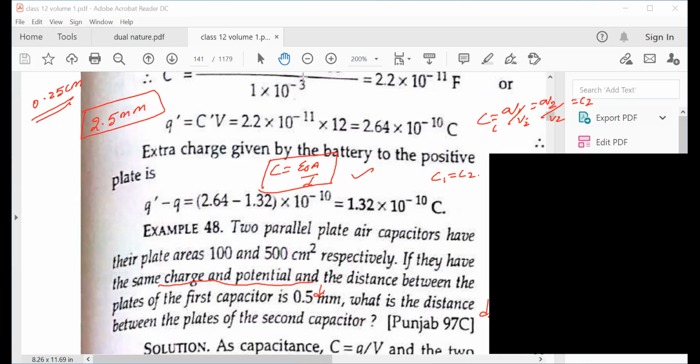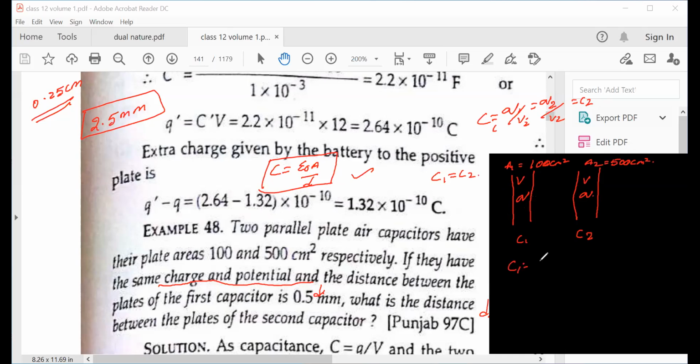So the question, they have given the data like this. Two parallel plate air capacitors. There are two capacitors like this. I'll take this one as C1 and this one as C2, with air in between. The area of the first plate A1 is 100 centimeter square, and A2 is 500 centimeter square. If they have the same charge, here Q and here also Q, and the same potential, here V and here also V.